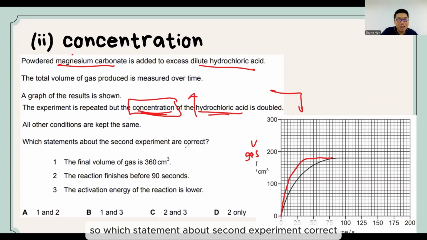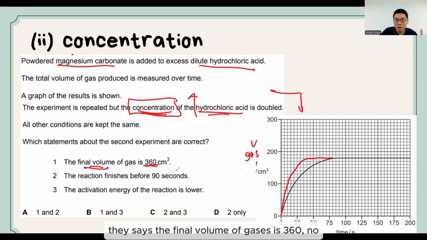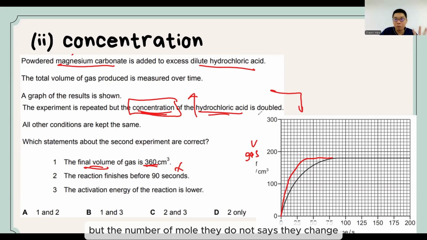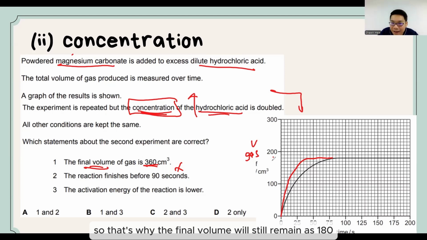So which statement about the second experiment is correct? It says the final volume of gas is 360. No. Even though the concentration is increased, the number of moles does not change. So that's why the final volume will still remain as 180.